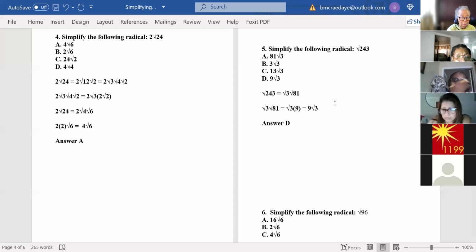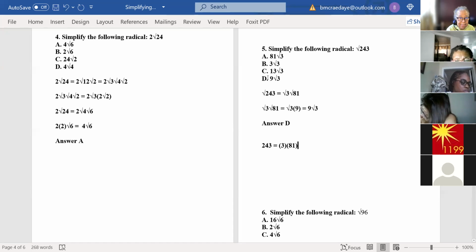Okay, Alva, let's see. If I said 243 and I asked you to give me the factors, the highest factors would be 3 times 81, right? In other words, 3 times 81 gives me 243. 3 times 1 is 3, 3 times 8 is 24. You follow me, Alva? Yes.